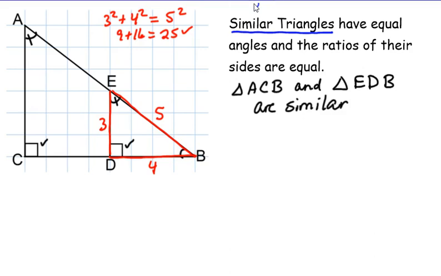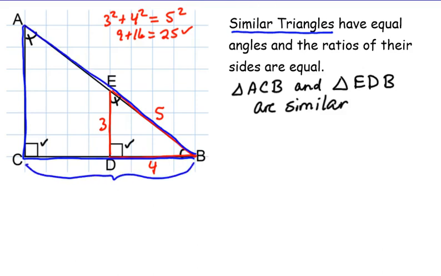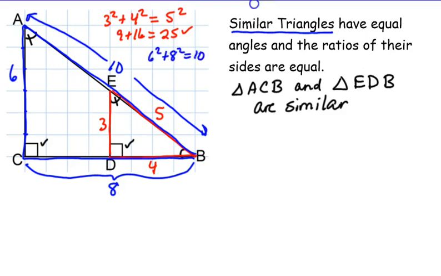Now let's look at the outer triangle, which I'll outline in blue. This length here is 8. This is 6. 1, 2, 3, 4, 5, 6. And this length here is 10. We have the same thing that happens. 6 squared plus 8 squared equals 10 squared. This is 36 plus 64 equals 100. So by the Pythagorean theorem, that also works for a right triangle.